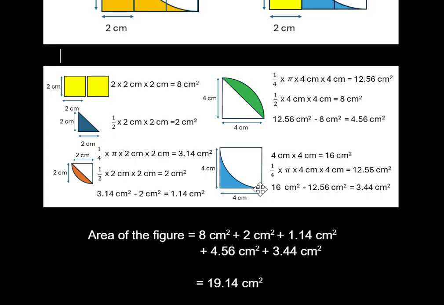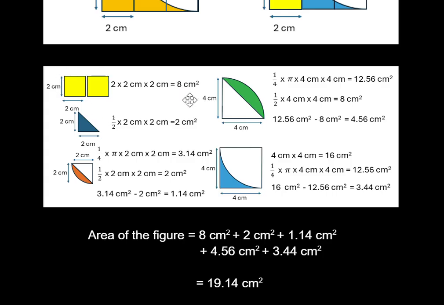Now the last part is this one. For this shape, it's quite clear. It's actually a square of 4 by 4 minus away a quarter circle. So I take 4 by 4 minus away a quarter circle, this white part. The area of the square is 16. The quarter circle is 12.56. The difference is 3.44.